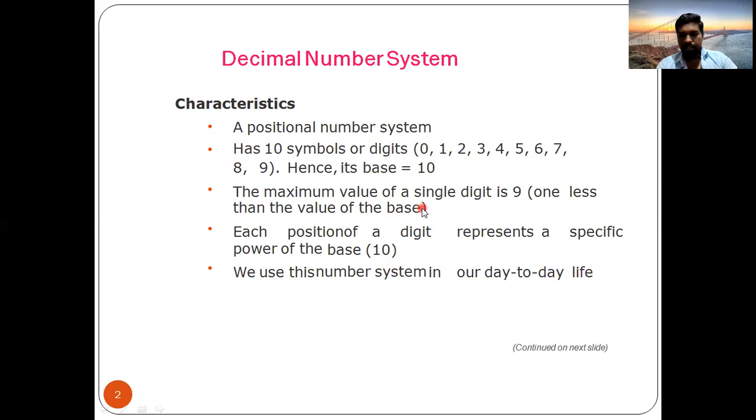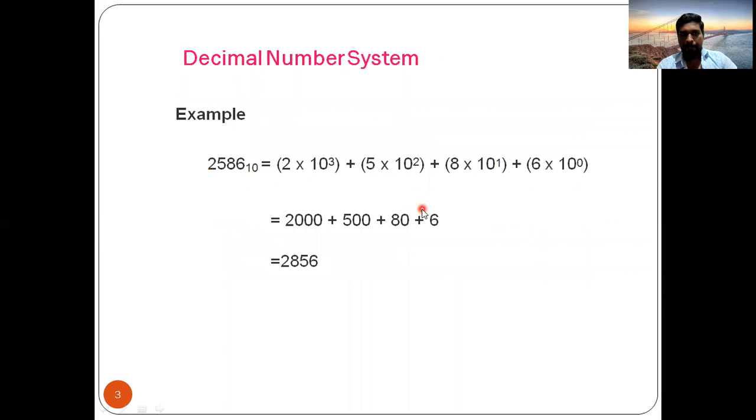Clear? Next, suppose we take an example, 2586 base 10. Here 6 is in the ones place, then the tens place, hundreds place, and thousands place. How do we get the names of the places? It is the scaling factor, where the base is given continuous powers: 10 power 0, 10 power 1, and so on. Each digit is multiplied by a power of the base 10. You should start from right side to left side.